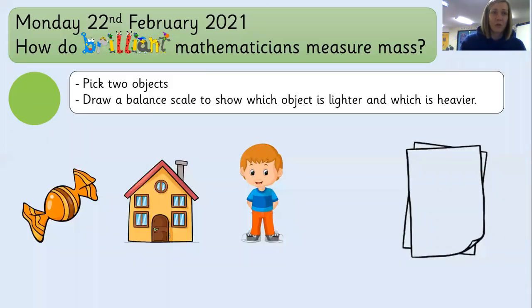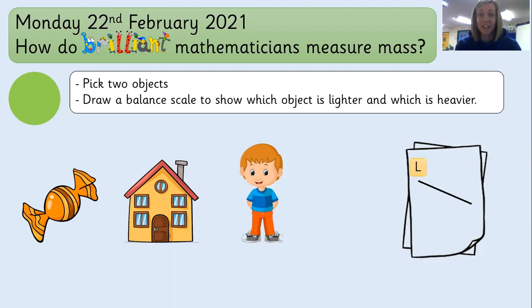So let's have a look at that green challenge. If you're up for the green challenge, you need to pick 2 objects. And on your piece of paper, have a go at drawing your balance scale. And to do that, you could just draw a line going from the lightest to the heaviest object, or the other way around. And make sure that you pick either the sweet, the house, or the boy, and pick a light object to go there.